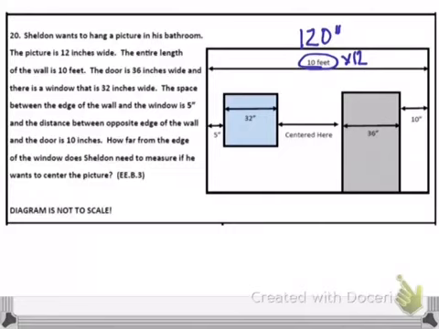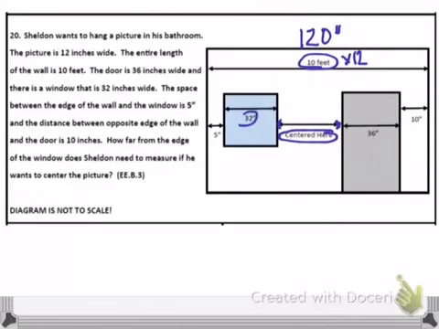Sometimes the wording gets to be too much, so you may want to take a minute, read a sentence, identify it in the diagram, and then work back and forth between those two things. How far from the edge of the window does Sheldon need to measure if he wants to center the picture? And you notice right here it says that's where he wants to center the picture. So I've got to find out how much space I have right there, how many inches from the edge of the window over here to the edge of the door.